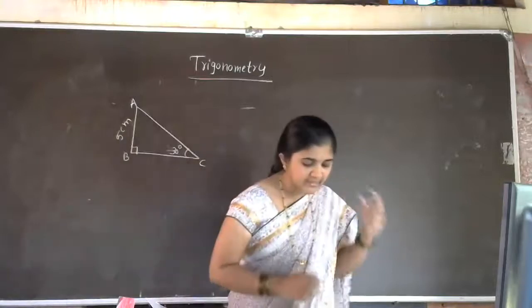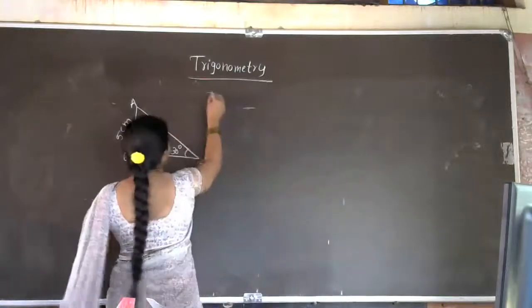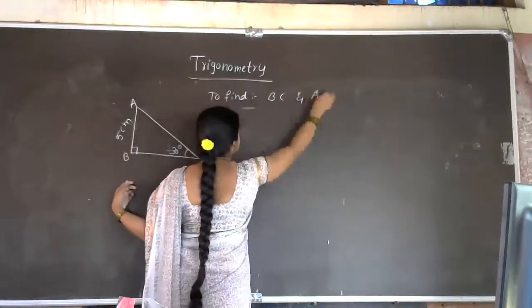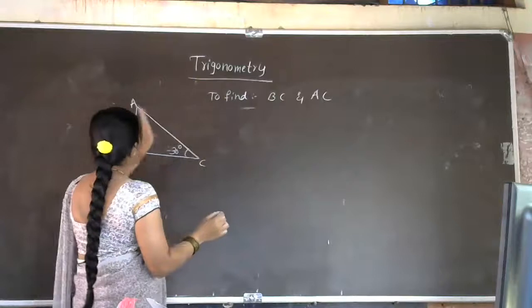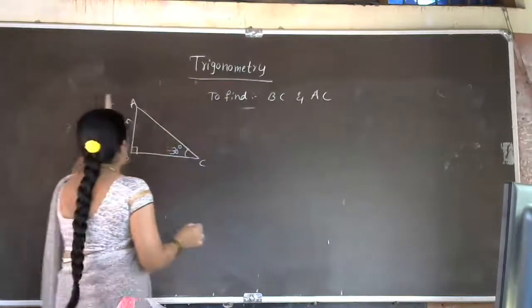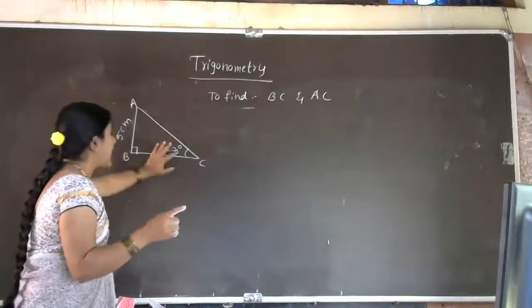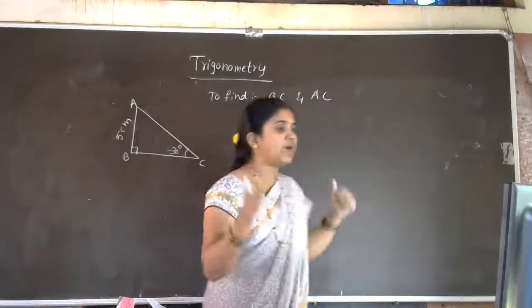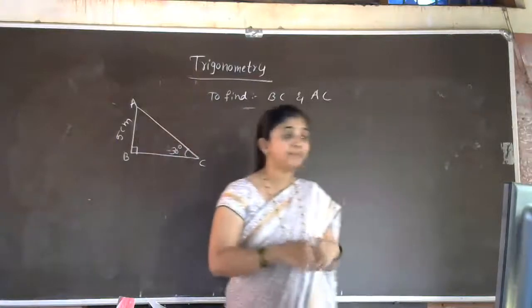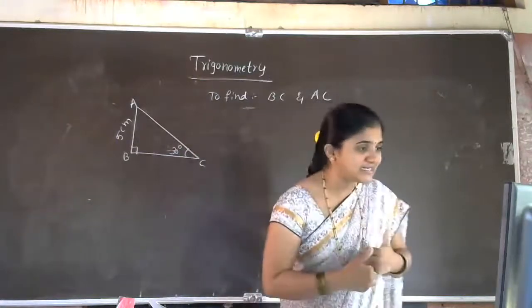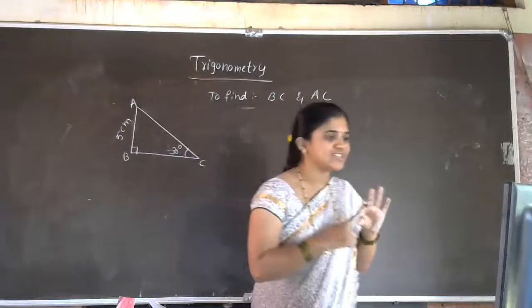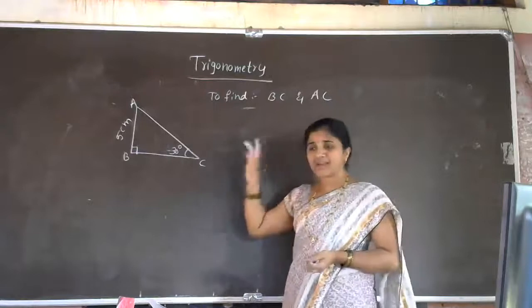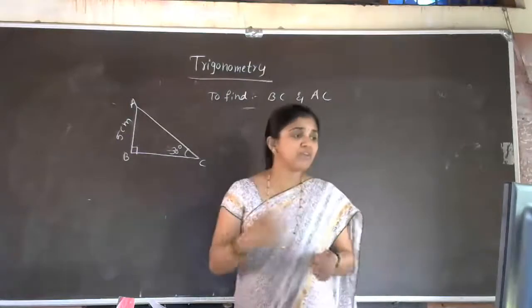So determine the lengths of the sides BC and AC. What we have to find here is the BC side and AC side measurement. Only one side measurement is given and one angle ACB, 30 degree, is given. Which concept do we have to use for this type of problem? Can anyone try to give the answer? How can we find BC and AC? Here we cannot use Pythagoras theorem because only one side is available.